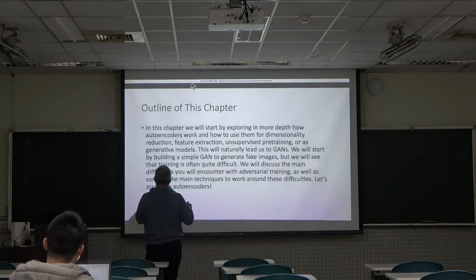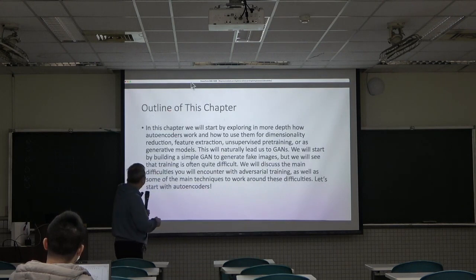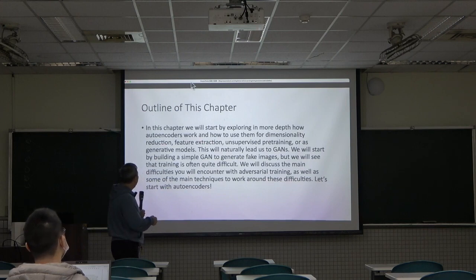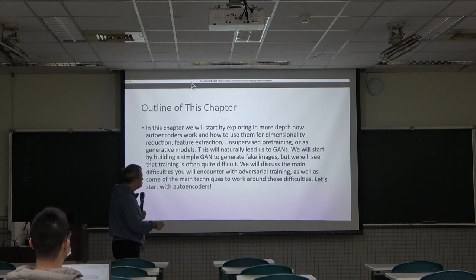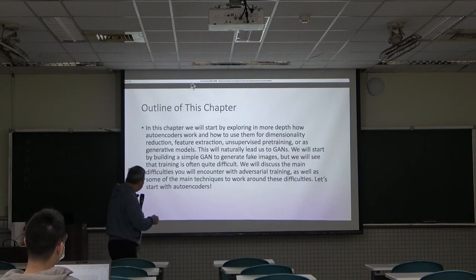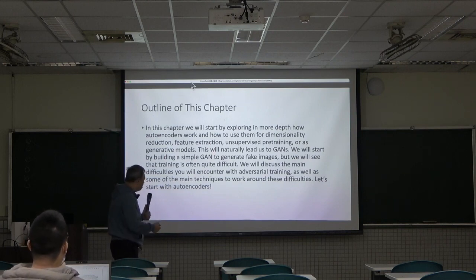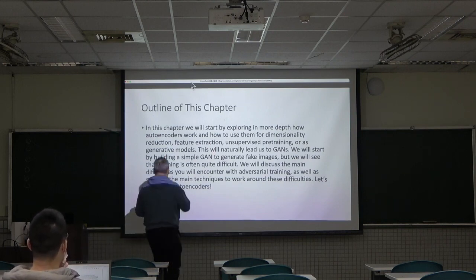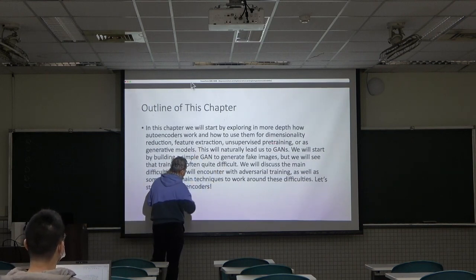So, the outline of this chapter. In this chapter we will start by exploring how autoencoders work and how to use them for dimensionality reduction, feature extraction, unsupervised pre-training, or generative models. Once we cover the generative model application for autoencoders, it will naturally lead us to GAN, but I think at this point we will stop. We don't have time to finish the other part.